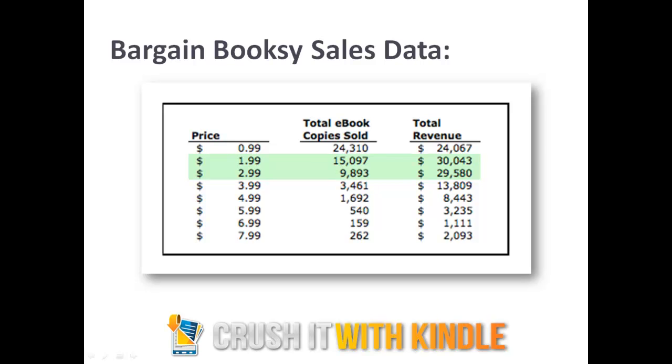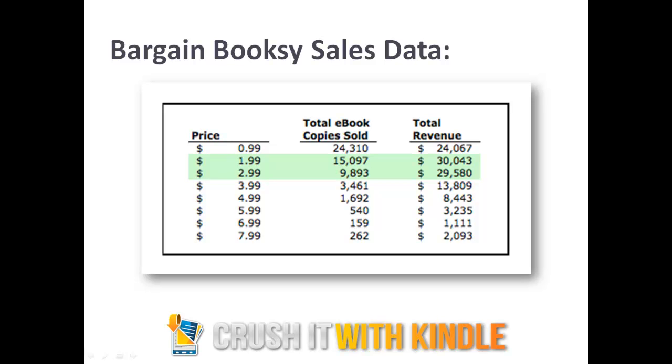So this table gives us two useful pieces of information. First of all, the total number of books sold at each price point, and secondly, the total revenue generated at each price point. And you can see straight away that in terms of revenue generated, $1.99 and $2.99 are the most successful price points, with $30,000 and $29,500 generated respectively.